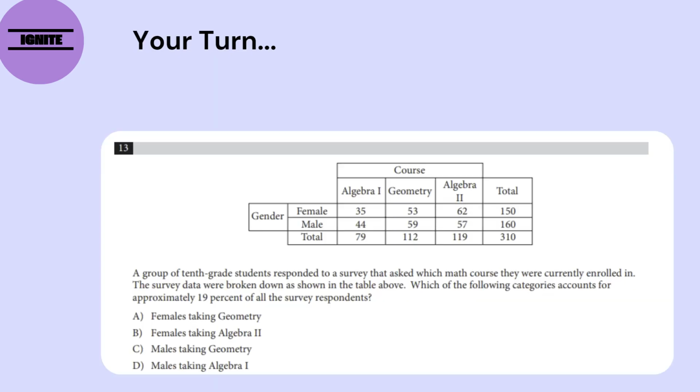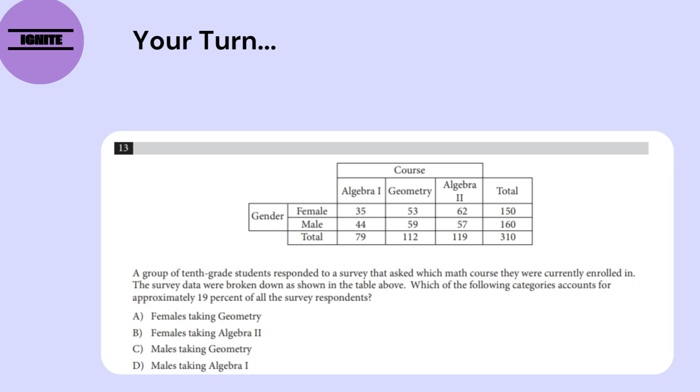Now, how about you guys try answering a probability rules question? Alright, now that you've had a chance to look at this, let's dissect this together. A group of 10th grade students responded to a survey that asked which math course they were currently enrolled in. The survey data were broken down as shown in the table above. Which of the following categories accounts for approximately 19% of all survey respondents?